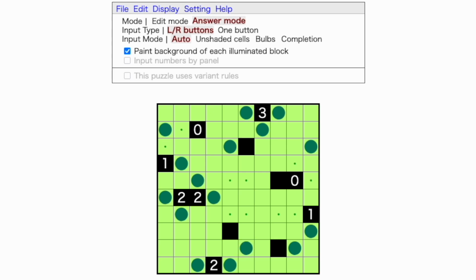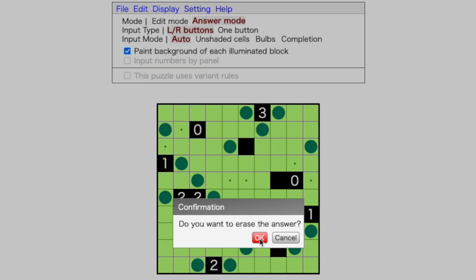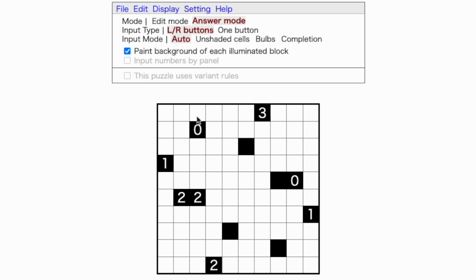And that, I think, already is a pretty darn good puzzle. So, we're going to try to solve it. So we'll erase the answer, and we'll do this from first principles. Zeros get surrounded by dots. Threes get surrounded by lighthouses.